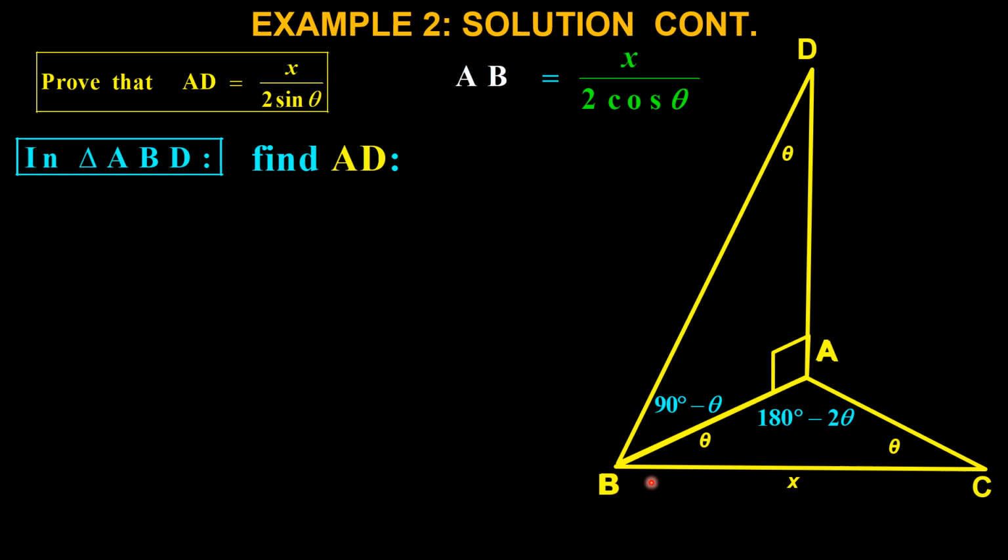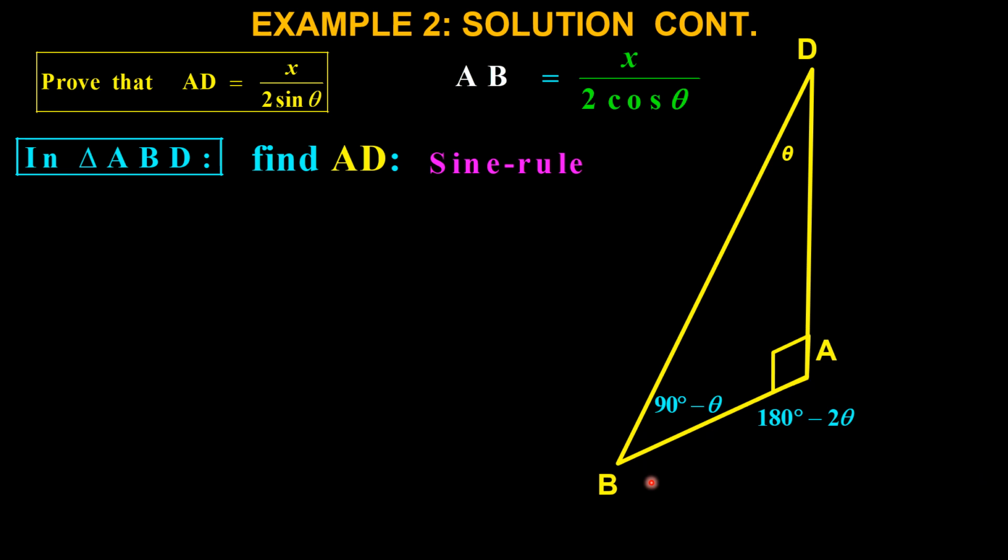Now if I look at ABD, let's remove the other triangle so that you can focus on this one. The objective is to find AD, and we can apply the sine rule. You can see why: we've got AB as the side, and we've got the angles. We actually have more than enough information to apply the sine rule.